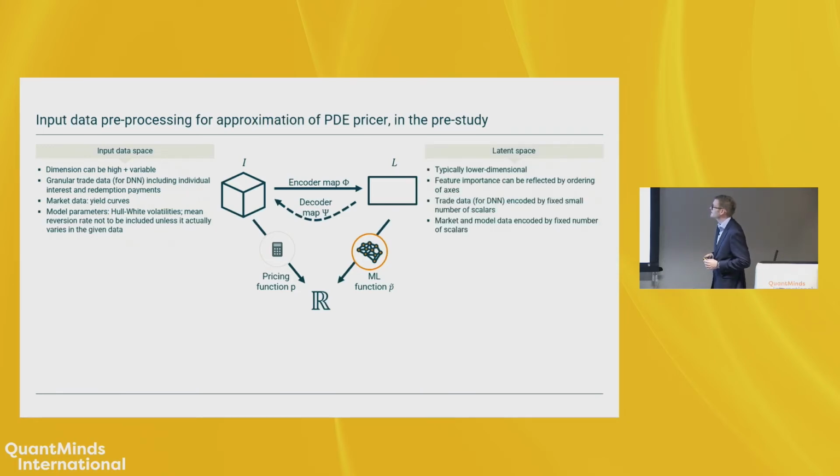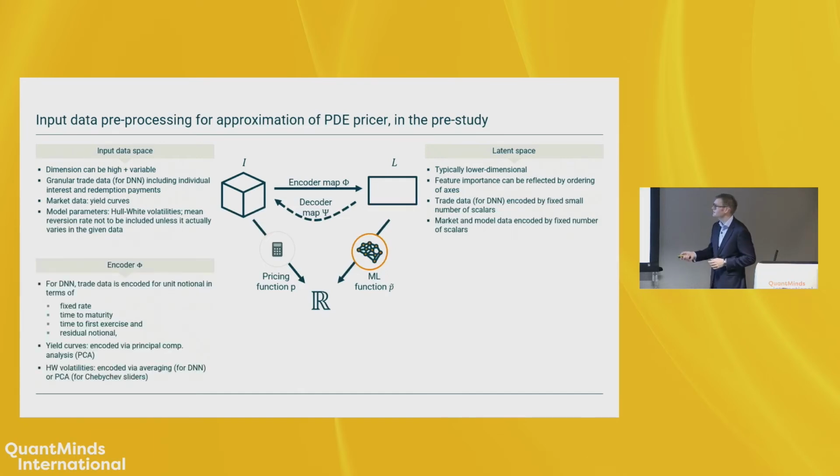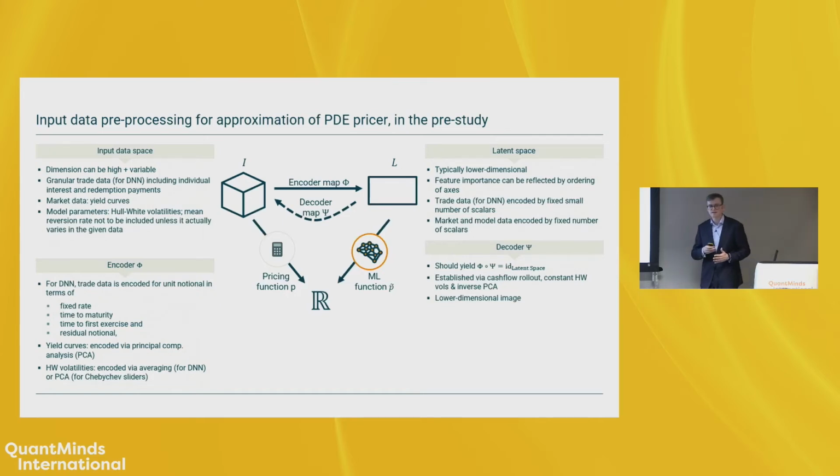On the latent space, we encoded the trade by looking at fixed rate, the time to maturity, time to first exercise, residual notional. And we encoded the market data by doing a principal component analysis on the yield curve. So principal component analysis not only can serve as a dimension reduction technique, but tells us also about the importance of the different axes. First order, second order, and so on. Here, importance in terms of what part of the variance is actually explained.